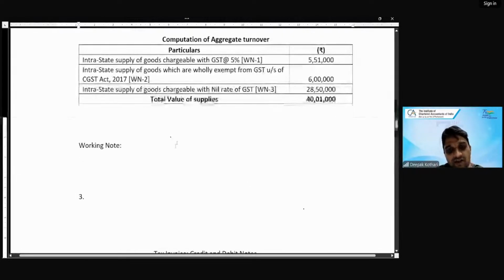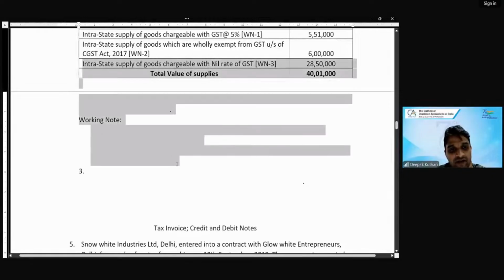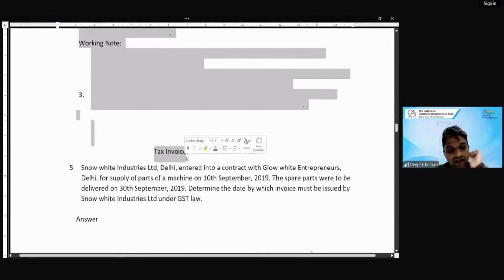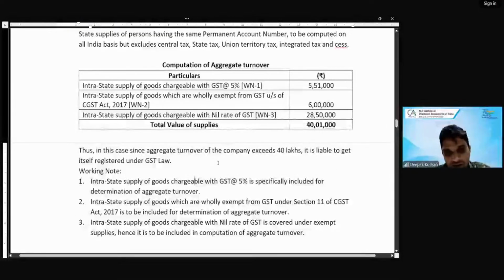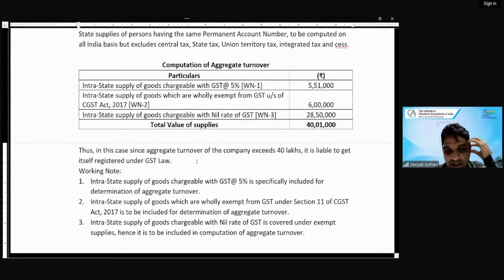So 40 lakh 1000, yes, many of you have given the correct calculation that 40 lakh 1000 has to be considered, and give the working notes why you are including it, and you say it is crossing 40 lakhs. So even if it crosses by 1000 rupees, it is liable to get registered.